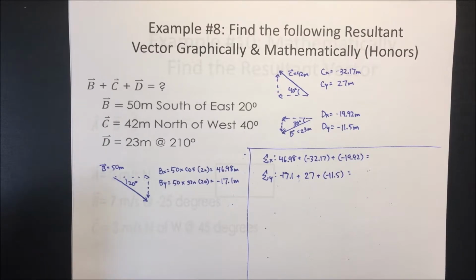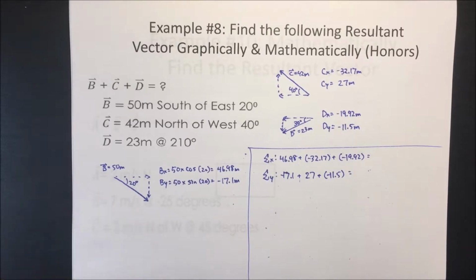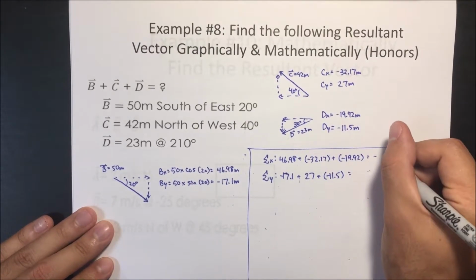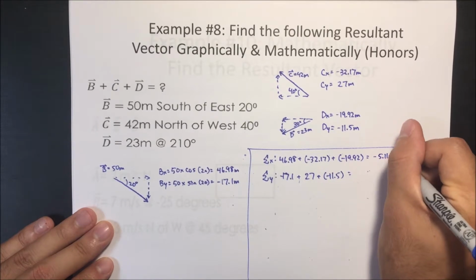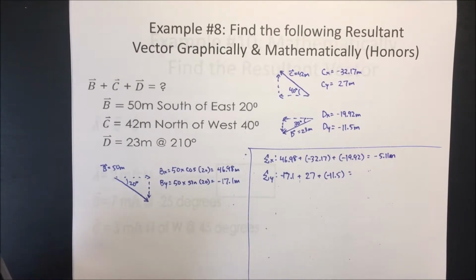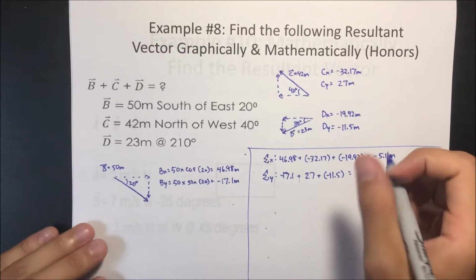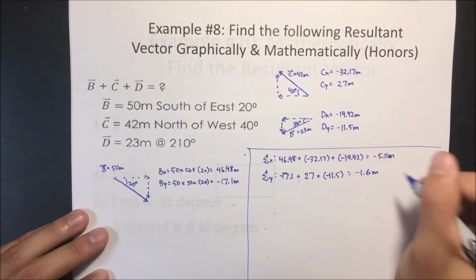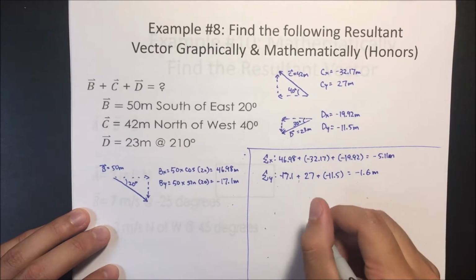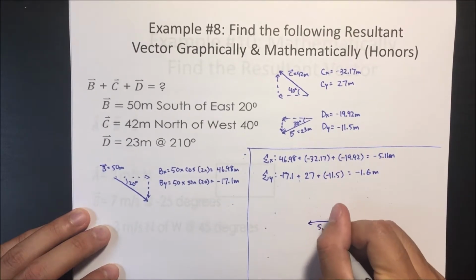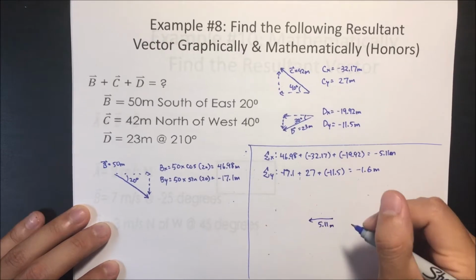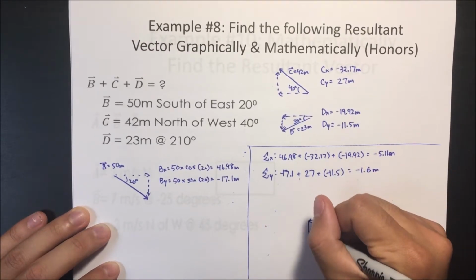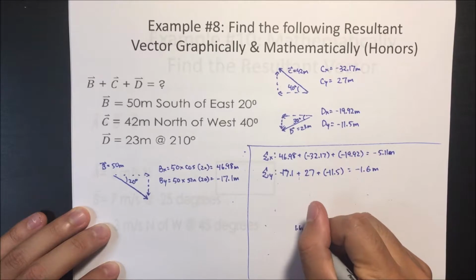46.98 plus negative 32.17 minus 19.92, and we get negative 5.11 meters. And then we have negative 17.1 plus 27 minus 11.5, and we get negative 1.6 meters. So now let's put this together. We have 5.11 meters going to the left, and then we have 1.6 meters going down.